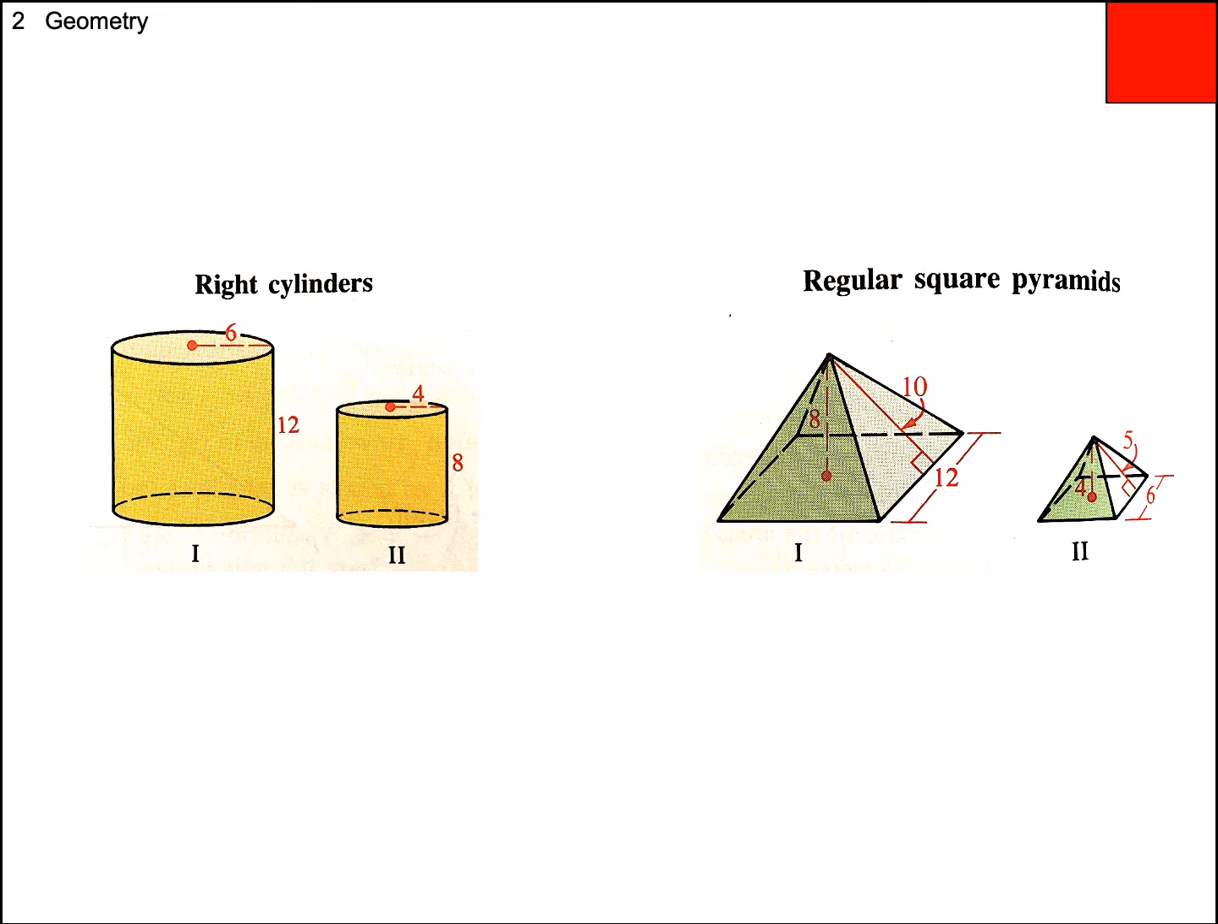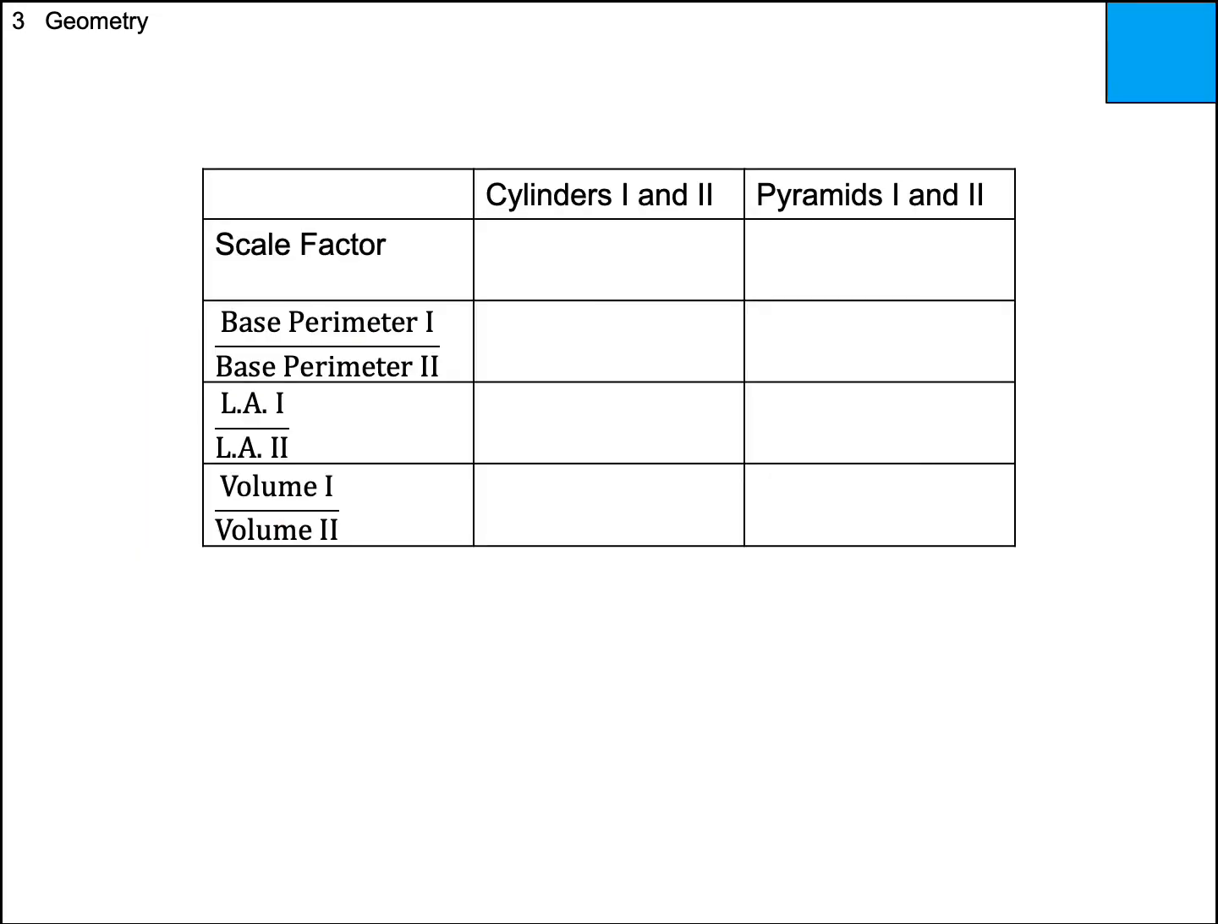In example or figure one of each one, the larger shape is 1 and the smaller shape is 2. Okay. So I'll need you to pause the video and draw this table for me. Okay, you got the table done. So this is what the book is going to use as quote proof of the theorem.